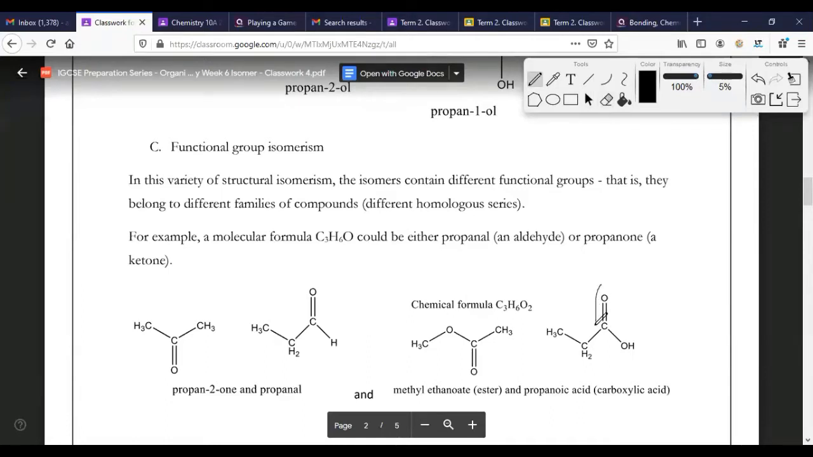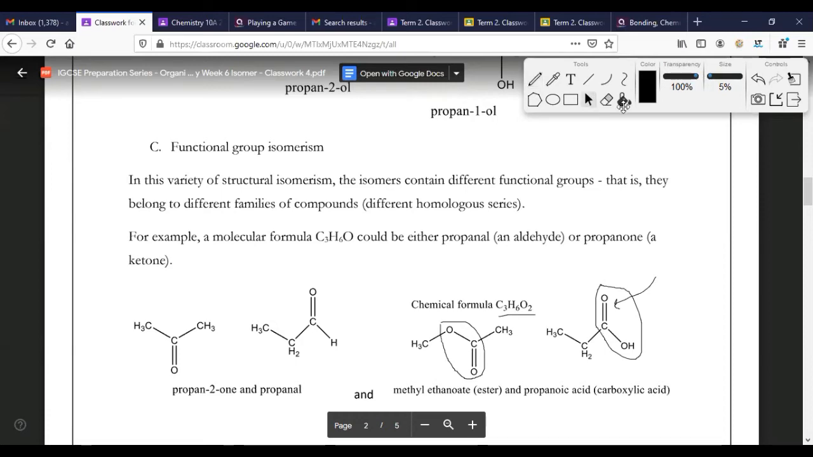For carboxylic acid, this is the problem that I found in your documents, some students. You give 2 double bonds. We only have 1 double bond here. This is not correct. Only 1 double bond here. So the double bond is only between carbon and oxygen. The second oxygen here is a single bond. And then for ester, this is the functional group. That's the functional group for ester. And they are functional group isomers. They have the same chemical formula, but they have different functional groups.